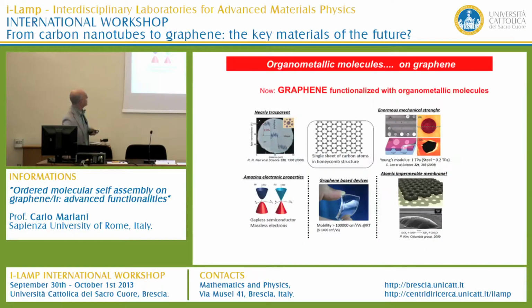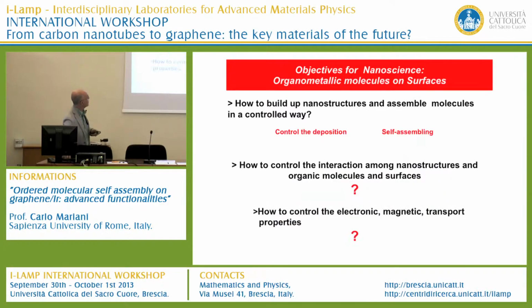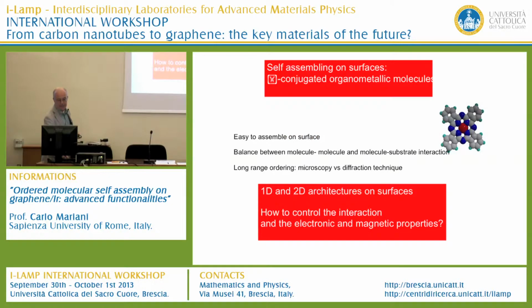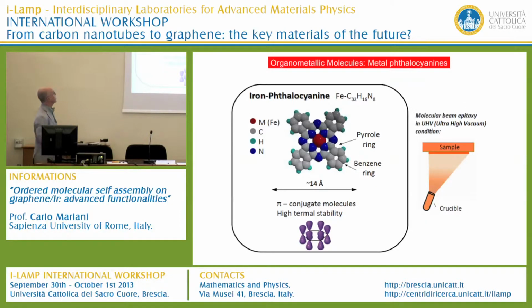I will skip this slide on graphene because we heard a lot about graphene. My purpose is to assemble molecules in a controlled way by controlling the deposition and by exploiting self-assembly. Of course, self-assembly is driven by the specific substrate you are using. In this way, one would like to control the building up of the nanostructure and also control the electronic, magnetic, and transport properties.